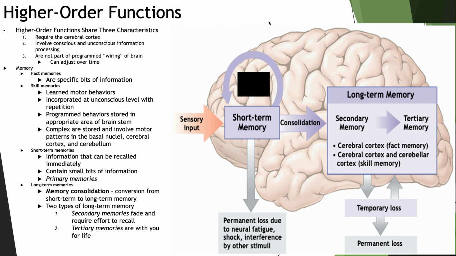Long-term memories last much longer, in some cases for an entire lifetime. The conversion from short-term to long-term memory is called memory consolidation, and there are two types of long-term memory. Secondary memories are long-term memories that fade with time and may require considerable effort to recall. And tertiary memories are long-term memories that are with you for a lifetime, such as your name or the contours of your own body.